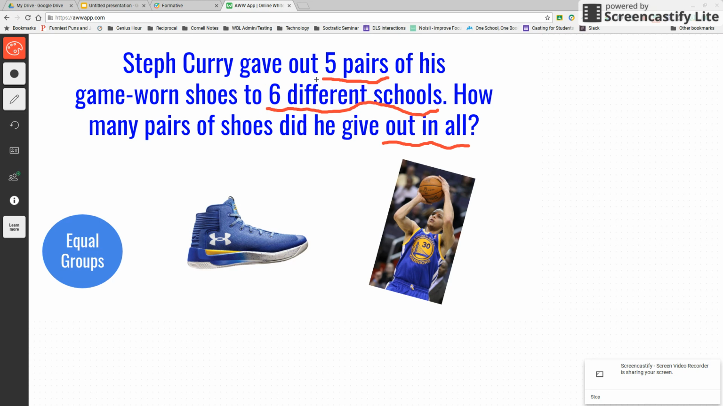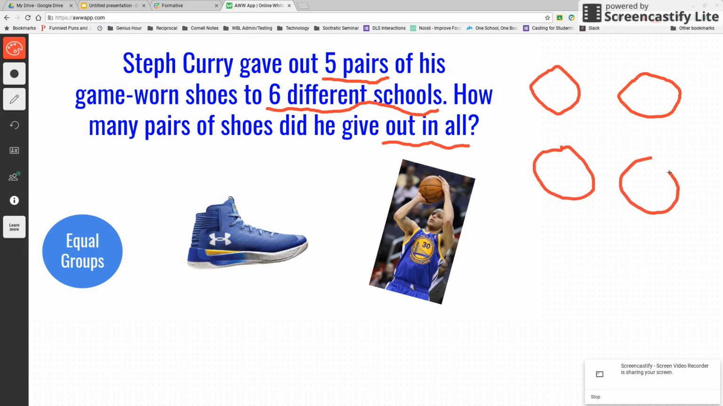So it said that he gave out 5 pairs of shoes to 6 different schools. So I'm going to draw 6 circles, one for each school, thinking about the different locations that he is giving his shoes to. So my strategy is going to be to draw out a little diagram here. And I think drawing out a picture always helps us to visualize and get a really good way to check to see if we are right.